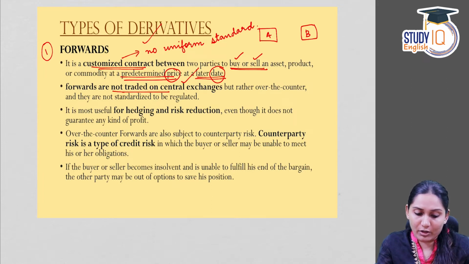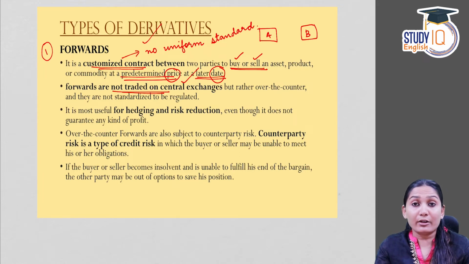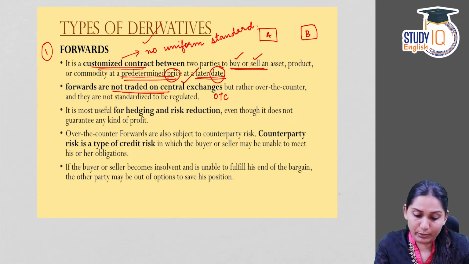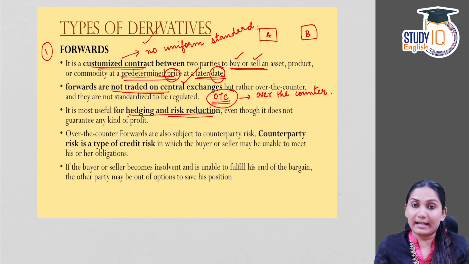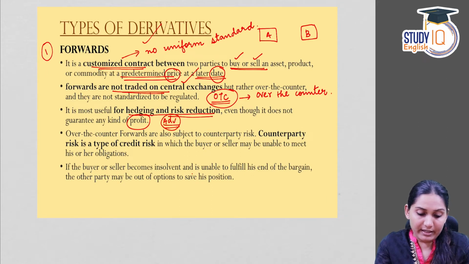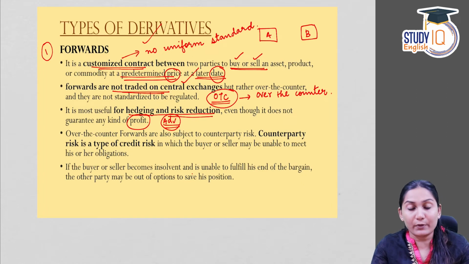Forwards are not traded on central exchanges, but are held over the counter. That's why it is called OTC, over the counter, which means they are not traded on a stock exchange. It is most useful for hedging and risk reduction, even though it does not guarantee any kind of profit. So what is the advantage of forwards? The advantage of a forwards contract is that it is useful for hedging as well as for risk reduction.